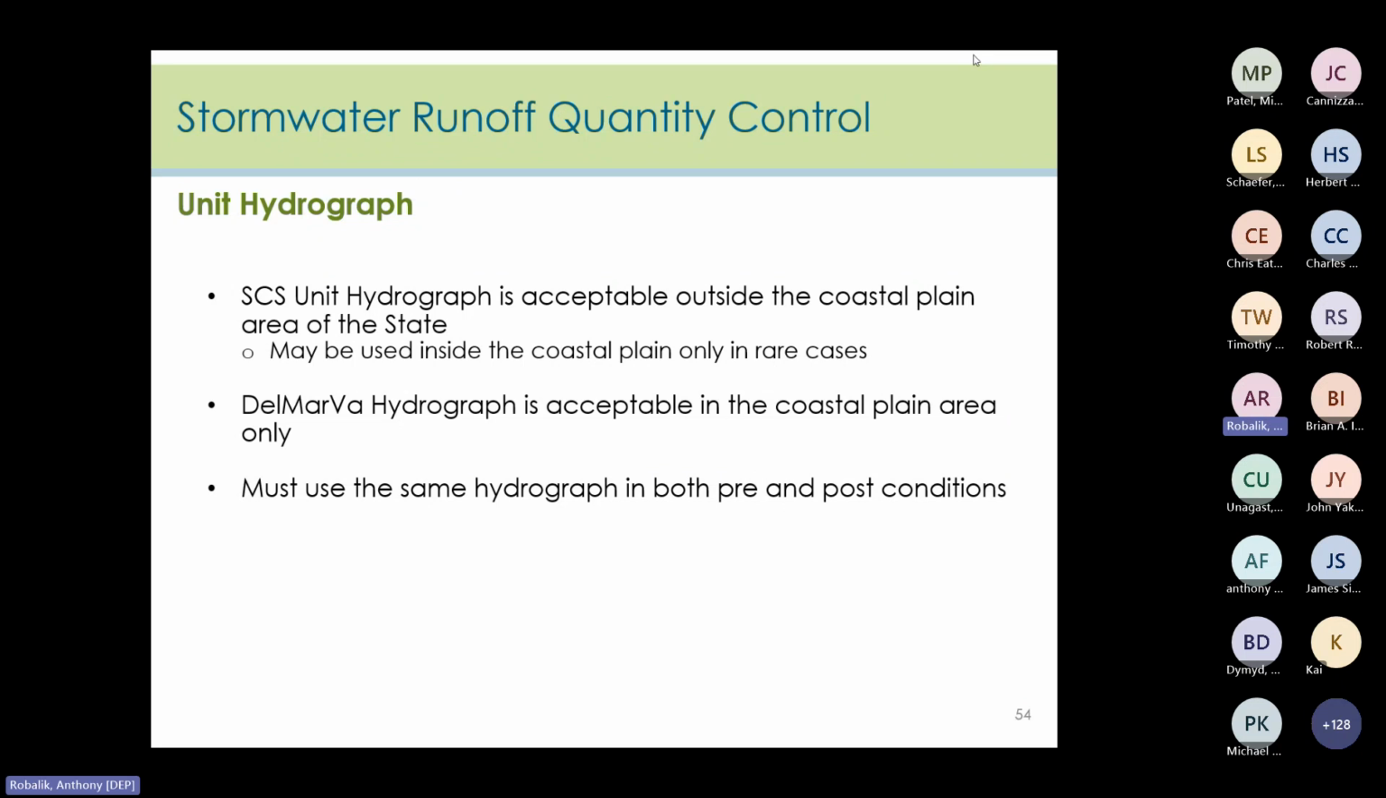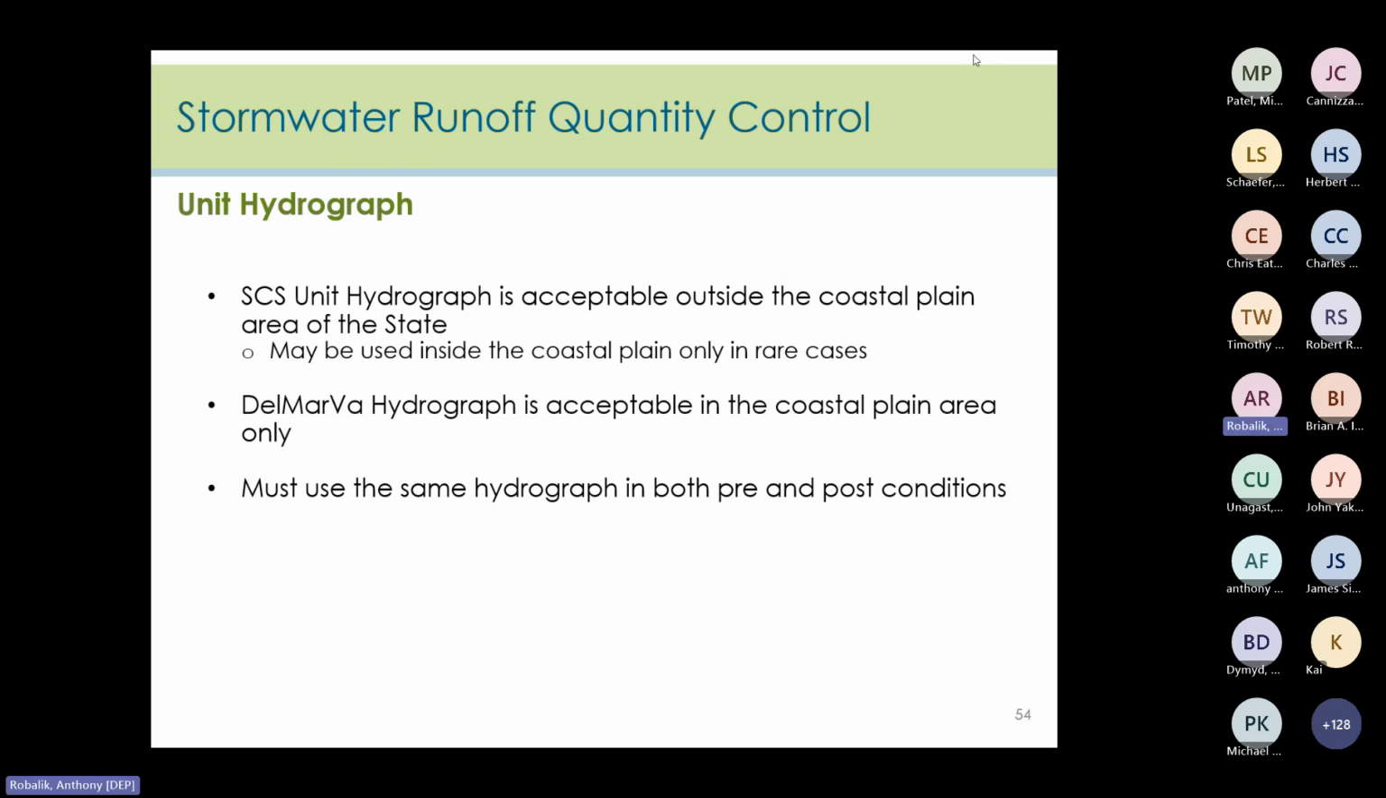state, except in very rare cases where the design engineer can prove that the conditions that characterize use of the Delmarva hydrograph are in no way present on a site within the coastal plain region of the state, or when the Delmarva hydrograph isn't permitted, such as when sizing an MTD. But other than those cases, the SCS unit hydrograph should not be used within the coastal plain.